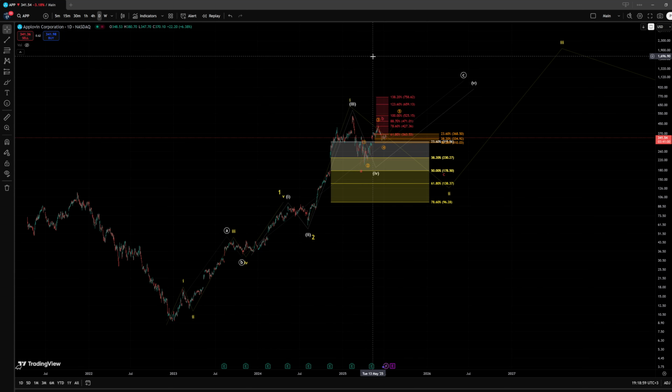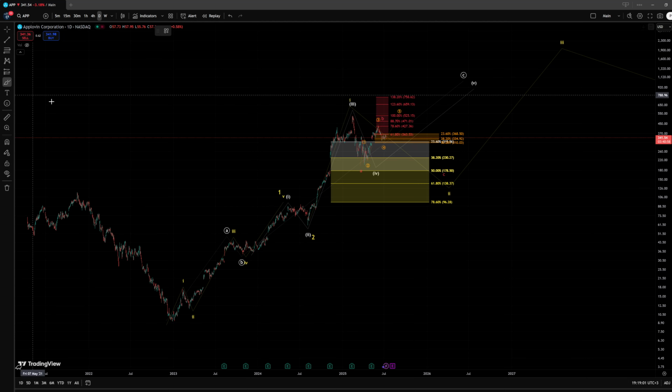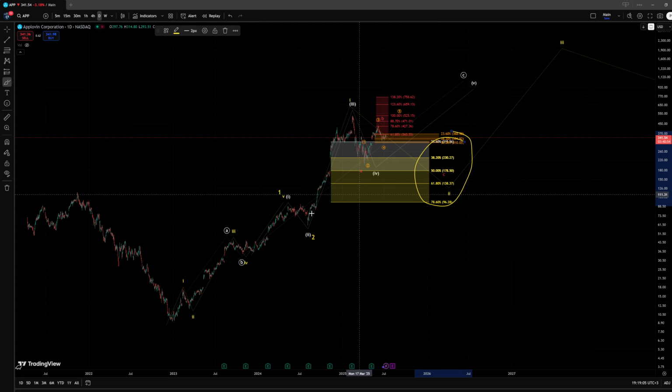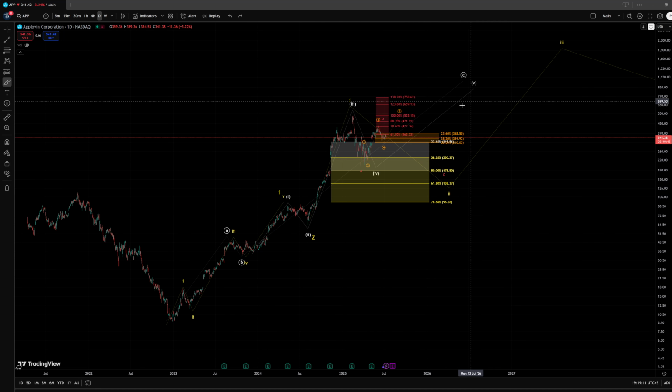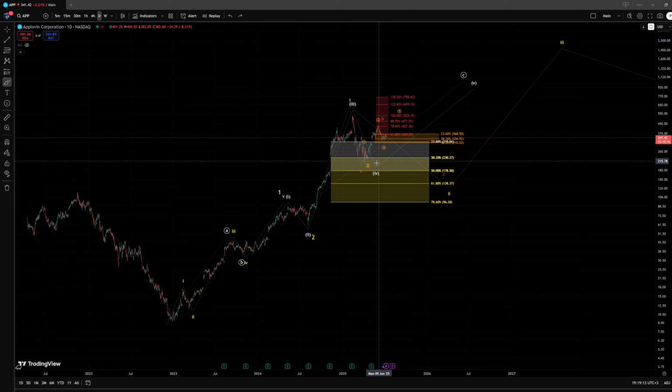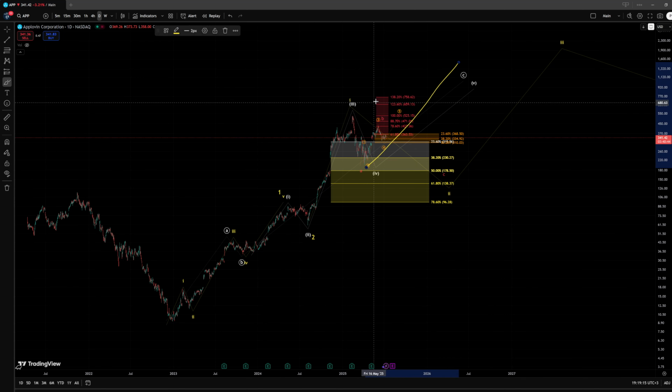There is actually a third scenario, but the support zone for that scenario overlaps completely with these two support zones, so I won't clutter up the chart for now, and we can track that in more detail once we actually form the new wave up in a new all-time high.